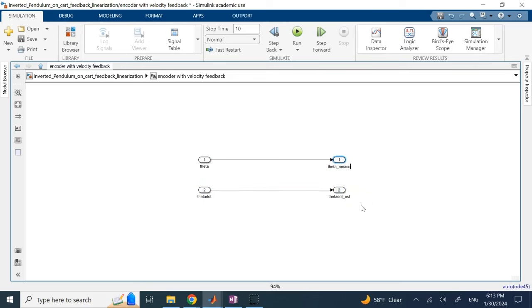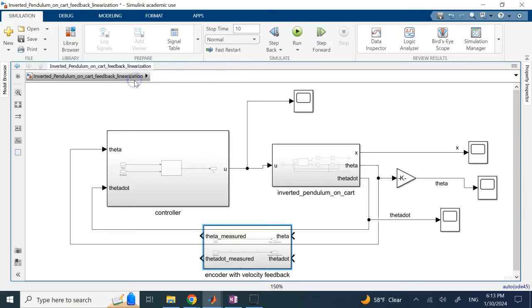Let's not call them estimate, maybe call them measured, okay? And in reality, it's not a one-to-one wire. There is some dynamics here. That encoder has some errors, it has some noise and so on. So your measured values are not going to be exactly the equivalent of the actual values, right? So that is how you should be doing it.